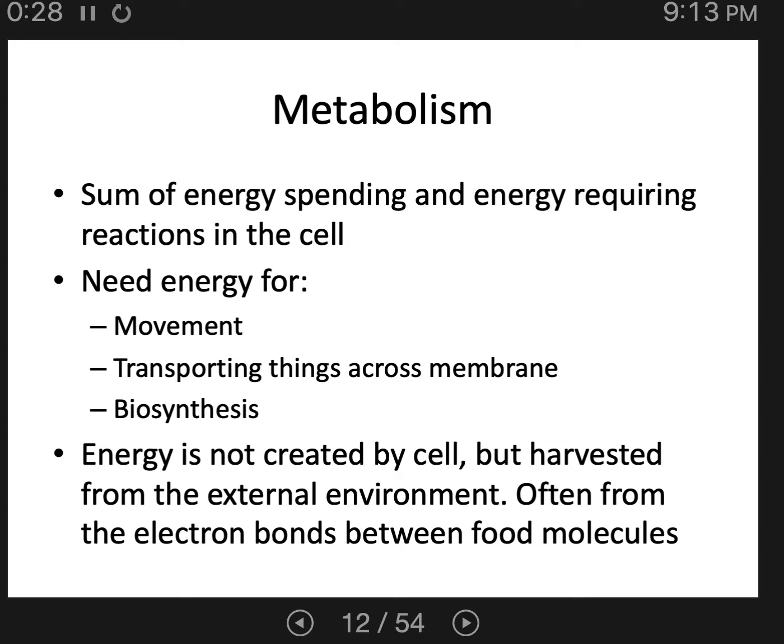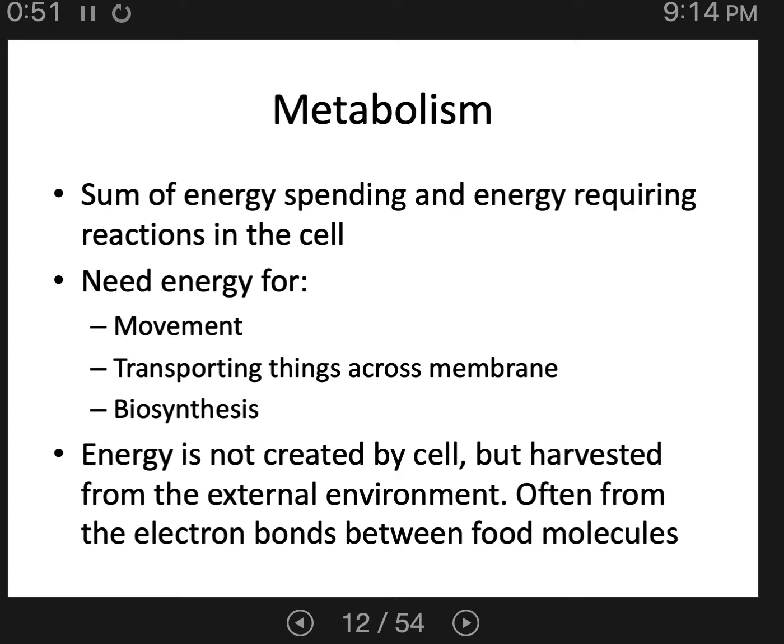But what we mean by that is movement, transporting things across the cell membrane to bring things in that the cell wants or to get rid of wastes, and biosynthesis or growth. So energy is required to drive any of those processes. Energy is not created by the cell. It's harvested from the external environment, often from the electron bonds between food molecules.